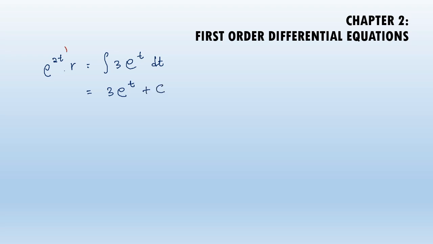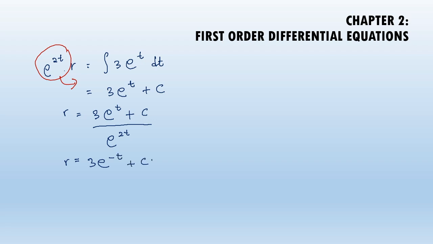And then by bringing e to the power of t to the right, we end up with r equals 3e to the power of t plus c divided by e to the power of 2t. So we can simplify as 3e to the power of negative t plus c e to the power of negative 2t.